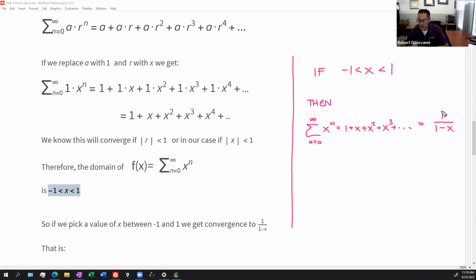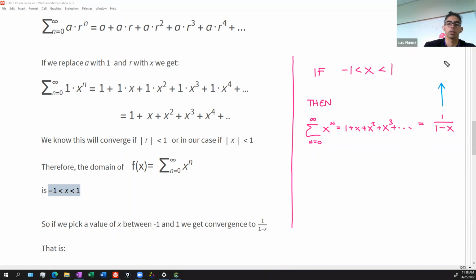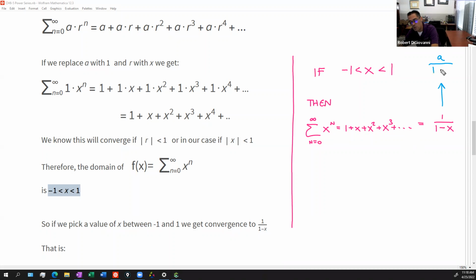Now, where is this 1 over 1 minus X coming from? From testing the convergence. Remember what a geometric series added up to be? A geometric series, if it converges, converges to A over 1 minus R. But for us, A is 1, and R is X. Y'all got that? So A is 1, R is X.